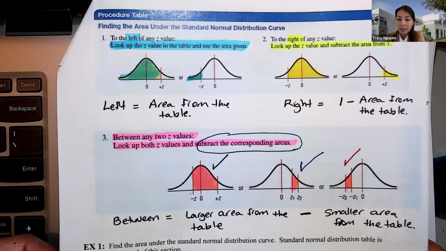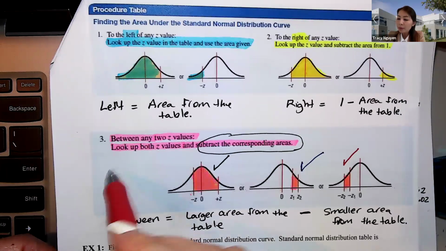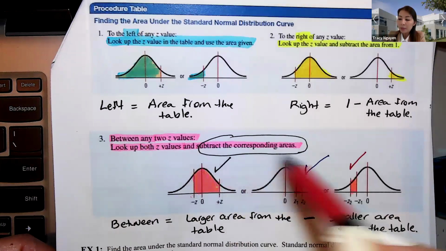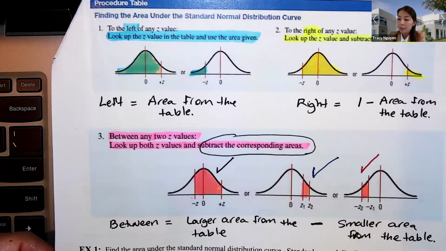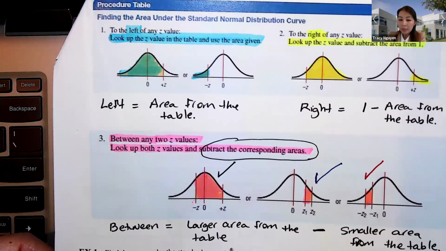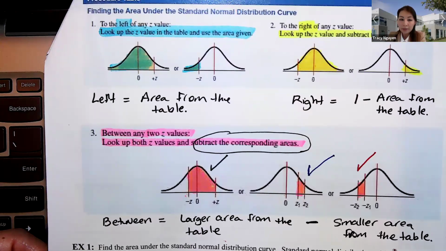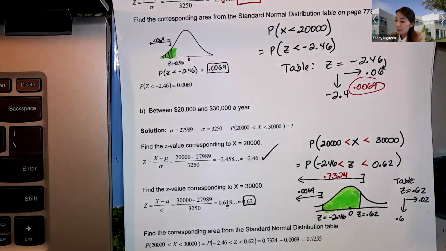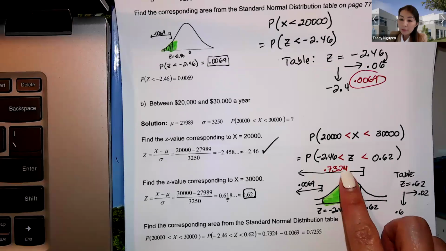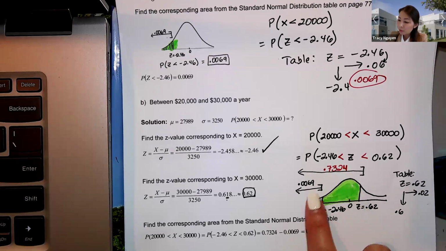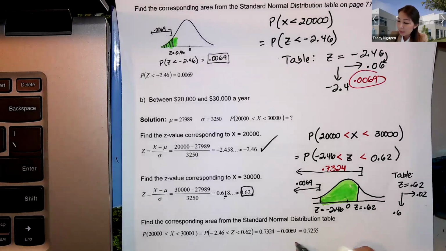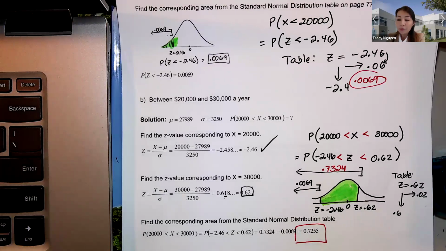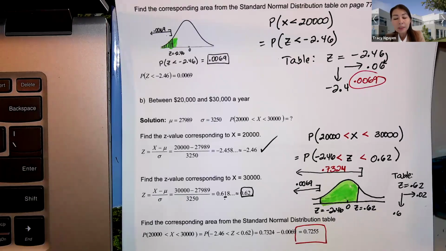For between any two Z values, we look up both Z values and subtract the corresponding areas. Subtract the corresponding areas, meaning we take the larger area from the table minus the smaller area from the table. So here we have 0.7324. We're going to minus 0.069, which we ended up with 0.7255. And that's how we solve.